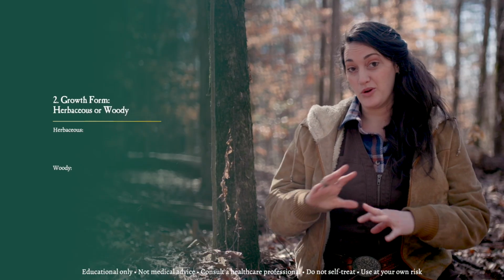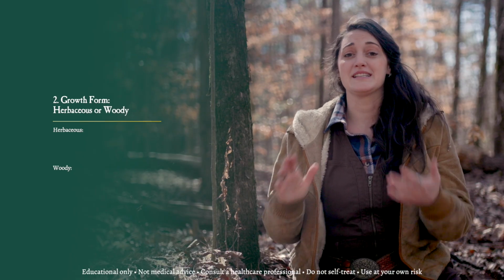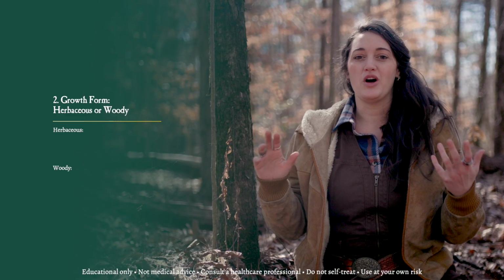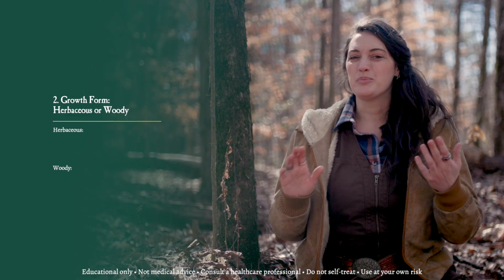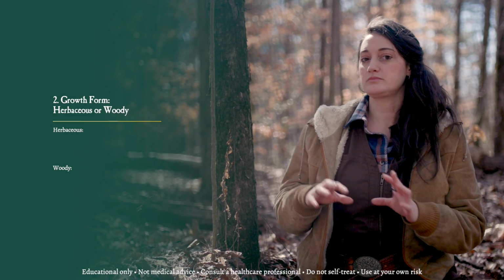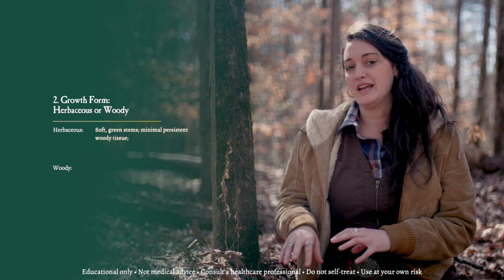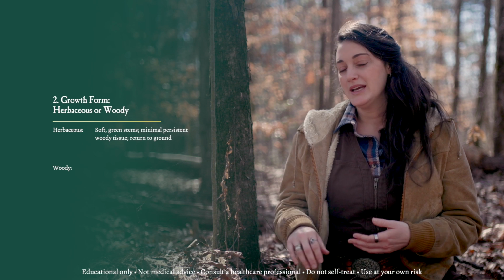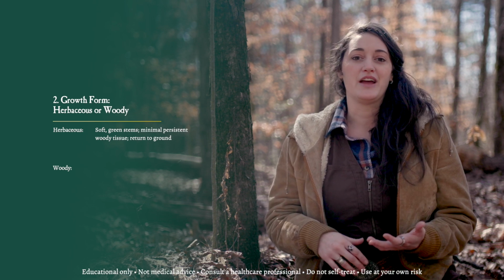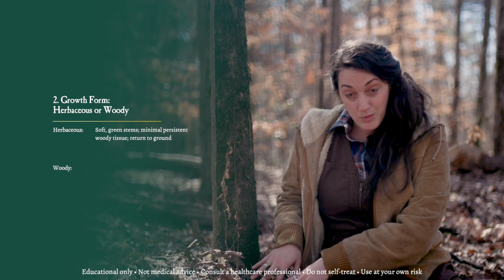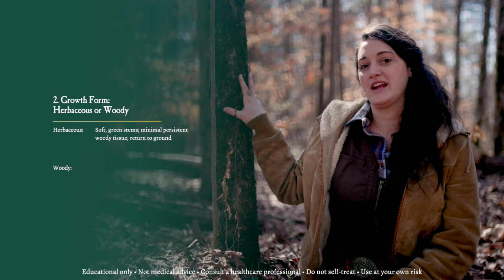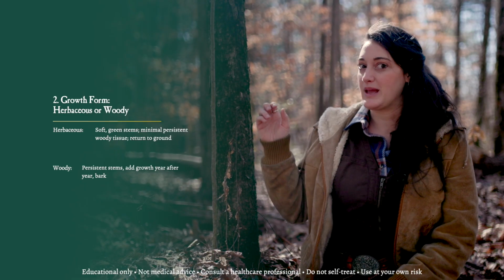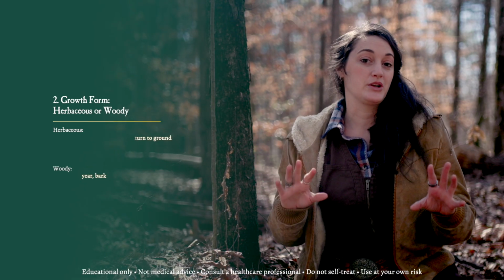The second category or question to ask yourself is, is the plant herbaceous or woody? This is one category that people often skip because they think it's obvious, but really it's not always that obvious. So herbaceous plants generally have soft, green stems, little to no persistent woody tissue, and a lot of them die back to the ground at the end of the growing season, much like this plant right here. Woody plants, on the other hand, have persistent stems. They add growth year after year, they make bark, and they don't disappear when winter hits.